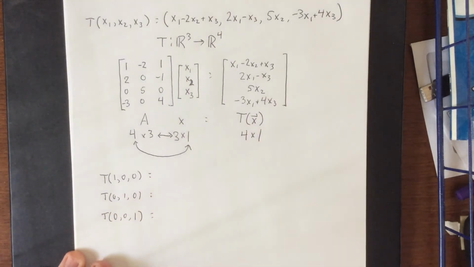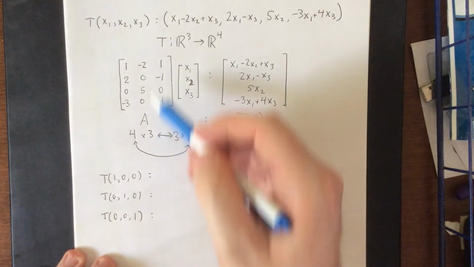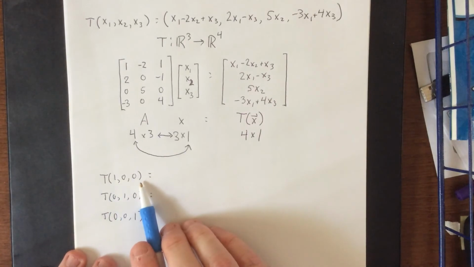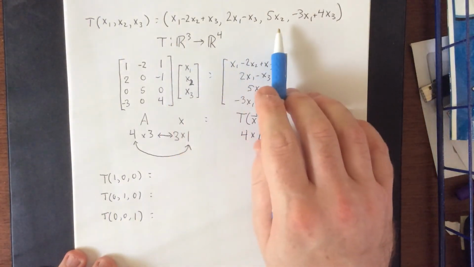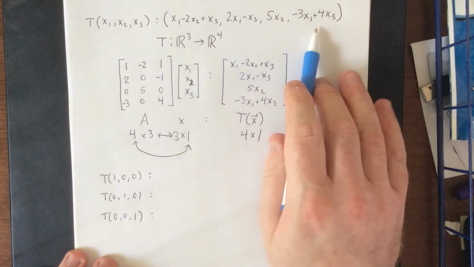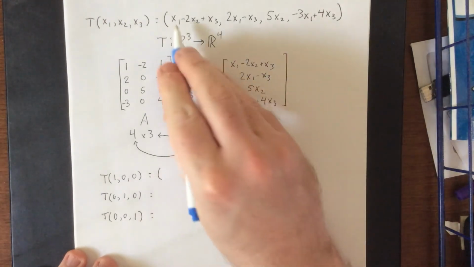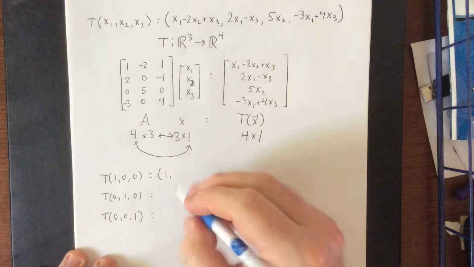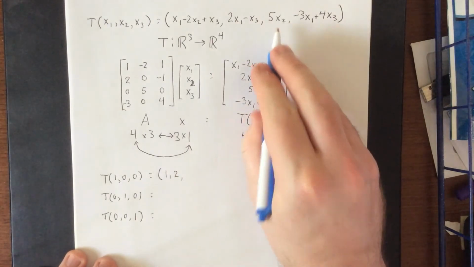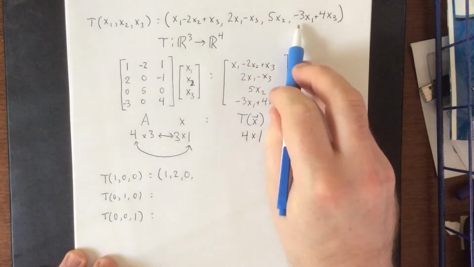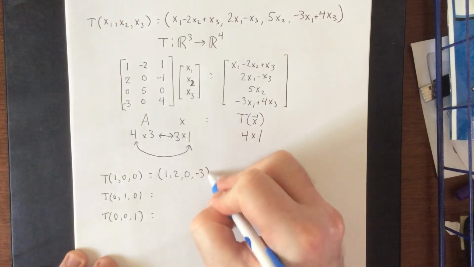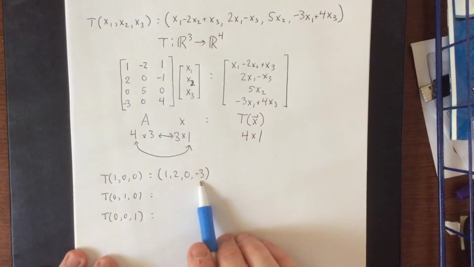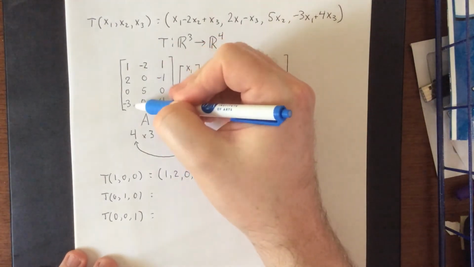This explanation makes a lot more sense after you've actually seen this part up here. So T of 1, 0, 0 is saying let's plug in x1 equals 1, x2 equals 0, and x3 equals 0. The first component will be 1, second component will be 2, third component will be 0, and the fourth component will be negative 3. How does that relate to the matrix that we just created? Well, 1, 2, 0, negative 3 is actually the first column of A.